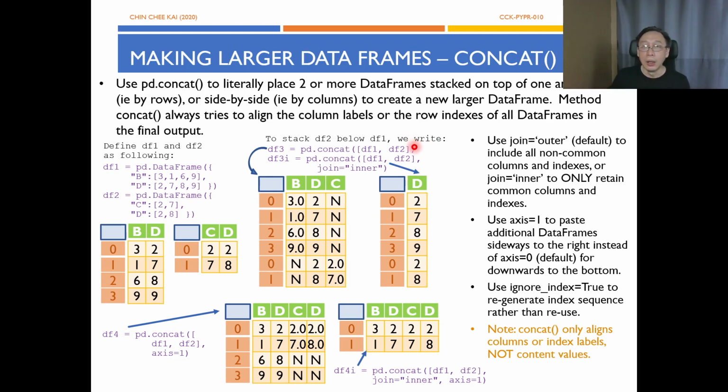So that is what we think of as an outer kind of join. Now, what if we say pd.concat, everything is the same, and then inner join? So what does that mean? Inner join.